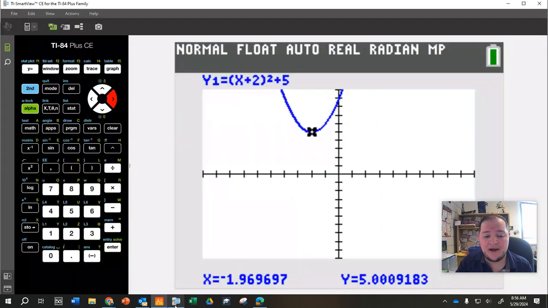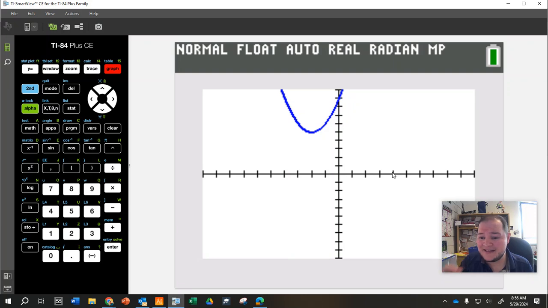Now, Mr. Spider can be confusing. So another way we can see the vertex in here is, how do I look at coordinates again? Click what? Click what? To look at points, coordinates. Second graph.